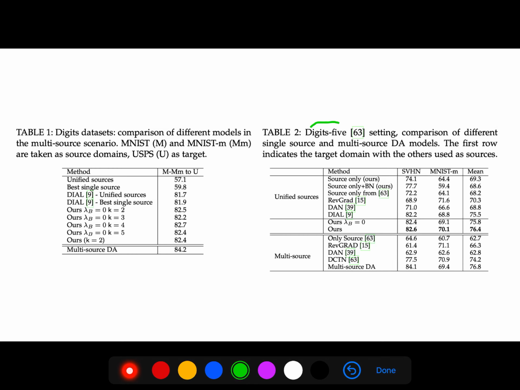So on the Digits-Five dataset, the comparison of different single-source and multi-source domain adaptation models, for example, for Street View, for MNIST, and also comparison of different models in multi-source. MNIST-M are taken as source and USPS as target. So we are going from this source to this USPS, which is our target. You see different methods, different models, and the paper has this accuracy.